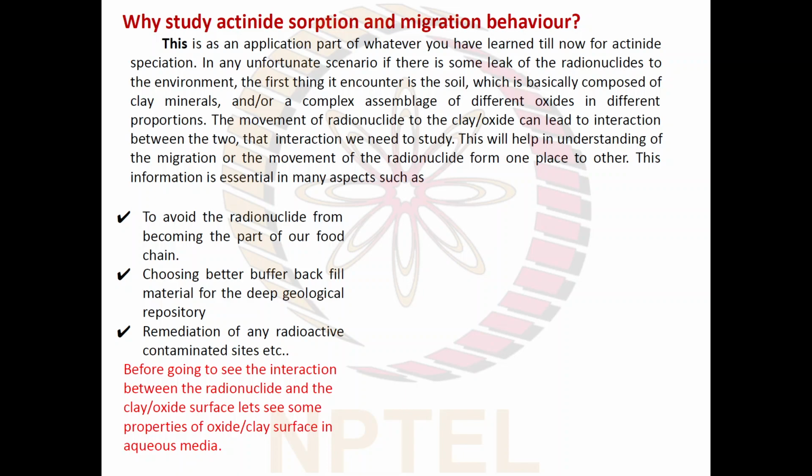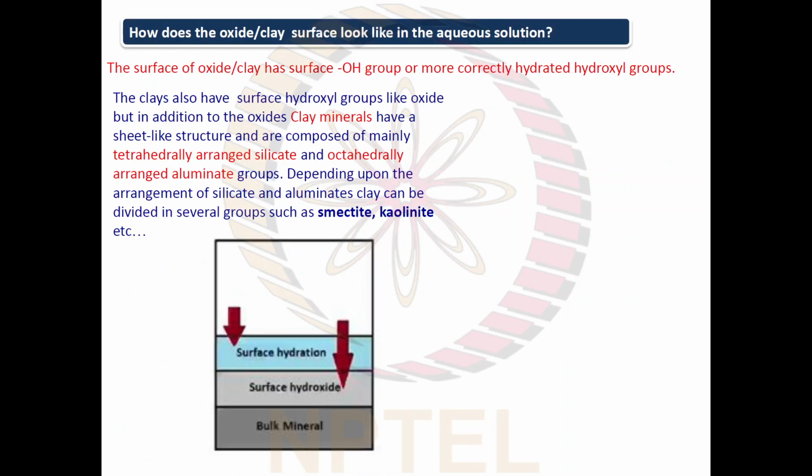Now, before going to see the interaction between the radionuclide and the clay oxide surface, let's see some properties of oxide clay surface in aqueous media. The surface of oxide clay has surface OH groups, or more correctly hydrated hydroxyl groups. The clay also has surface hydroxyl groups like oxide, but in addition to the oxide, clay minerals have a sheet-like structure and are composed of mainly tetrahedrally arranged silicate and octahedrally arranged aluminate groups. Depending upon the arrangement of silica and aluminates, clay can be divided into several groups such as smectite, kaolinite, etc.